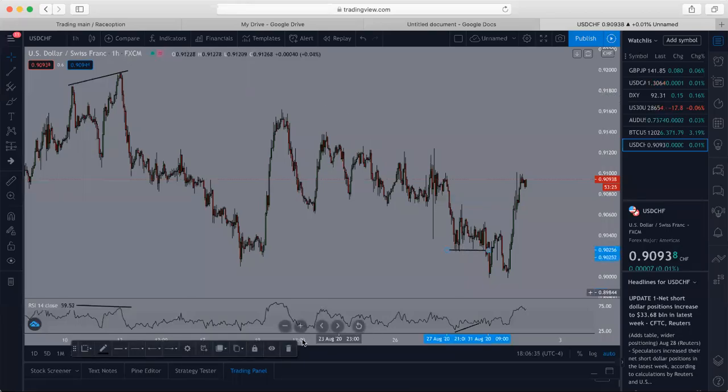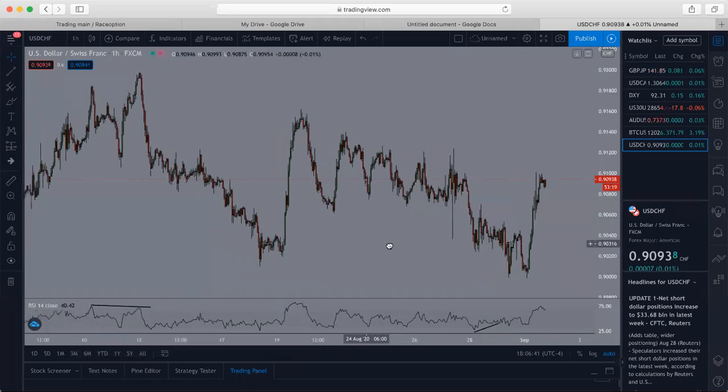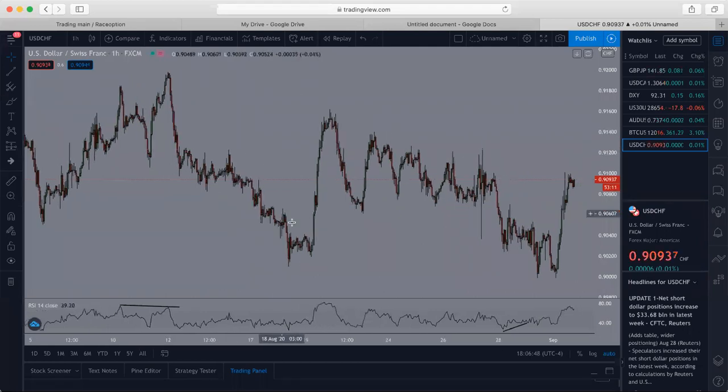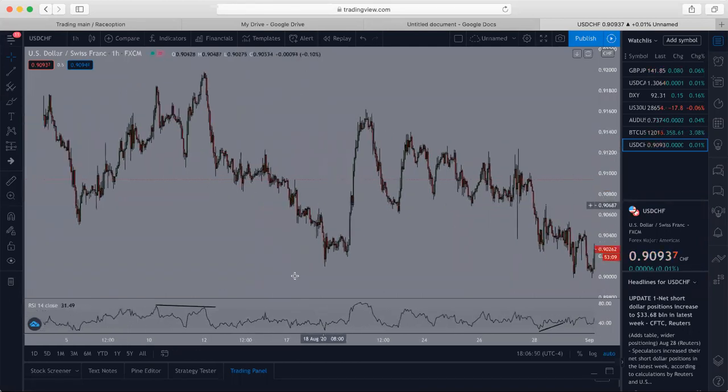So first things first, we're gonna go over market structure, right? So actually, I like how this one looks a little bit. Okay, actually, I like this one a lot.